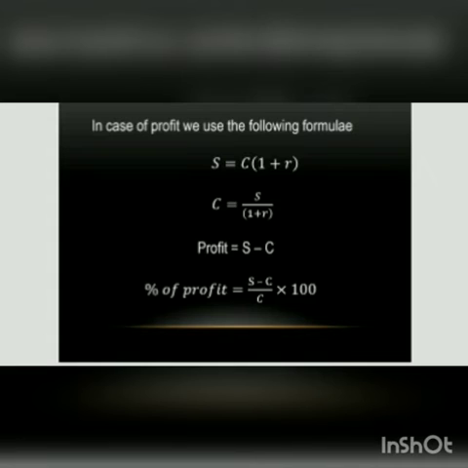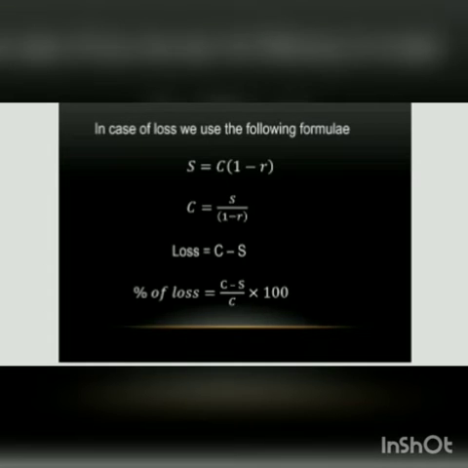So profit is equal to the difference of selling price and cost, and when we are going to find the percentage of profit, we have to divide this difference by cost and then multiply it by 100. And when we have to find the loss, we will simply subtract selling price from the cost, meaning the difference will go in reverse. And when we have to find the percentage of loss, we will divide this difference by cost and multiply it by 100.